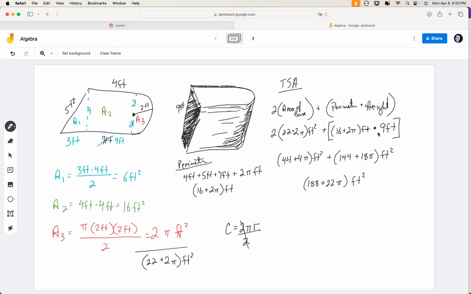We multiply that times the height. So when we do that, we get 144 plus 18 pi, and that's all feet square. So I add the like terms together. I get 44, and 144 is 188. And then I get 4 foot plus 18, and that's 22. So I have 18 plus 22 pi, all feet square. And that's your total surface area for that problem.